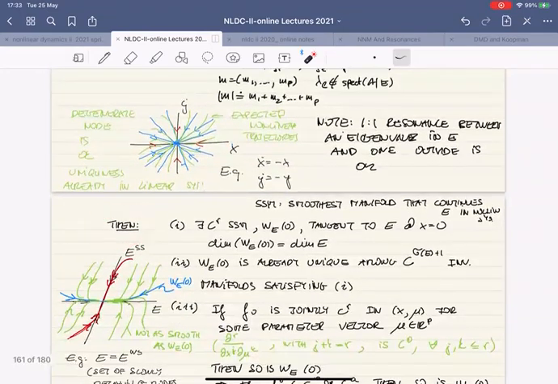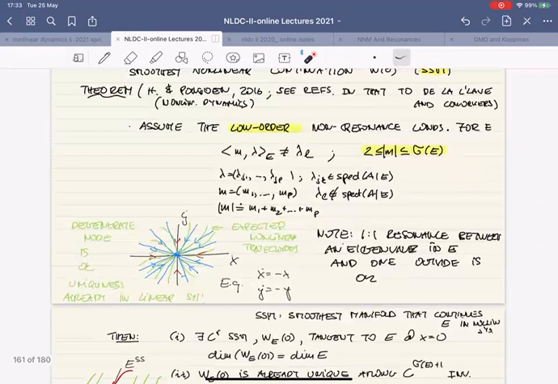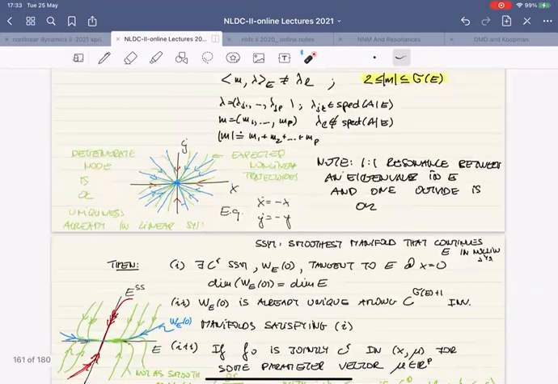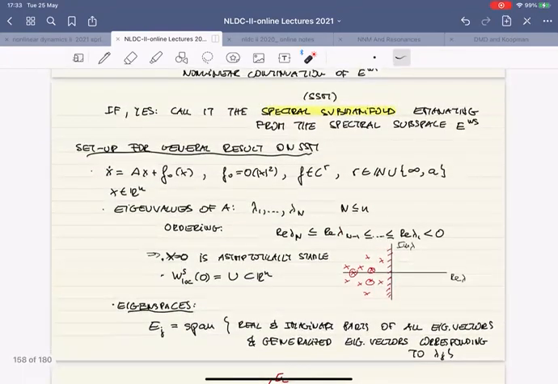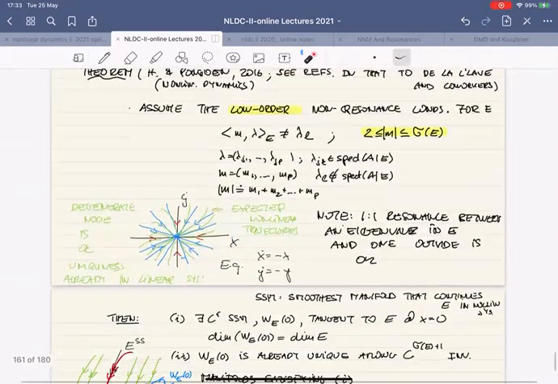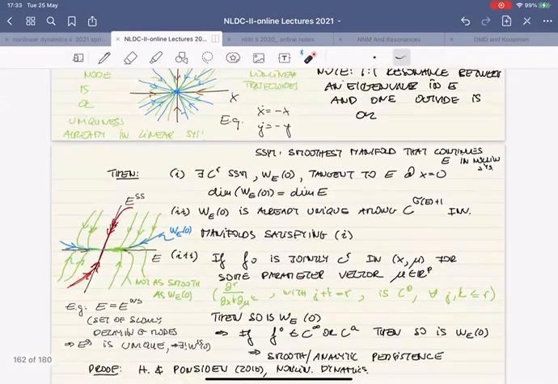So here's the result. When such a non-resonance condition holds up to the spectral quotient, then there exists actually a CR-SSM, which means it's as many times differentiable as the right-hand side of the system. So that was my assumption about the right-hand side of the system. And this SSM will be as many times differentiable as the right-hand side of the system. Tangent to E. So it will be tangent to that spectral subspace at x equals 0. And its dimension will be equal to the dimension of E. So it is like the stable manifold and the center manifold up to this point, that it's really a nonlinear continuation of that manifold, right?